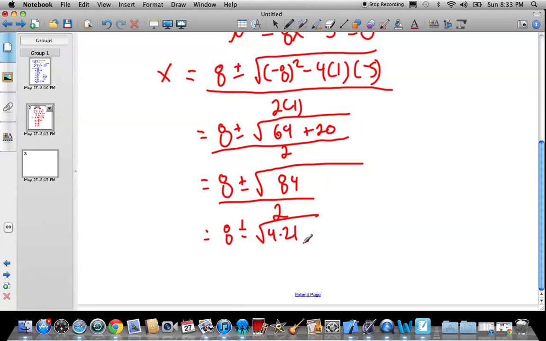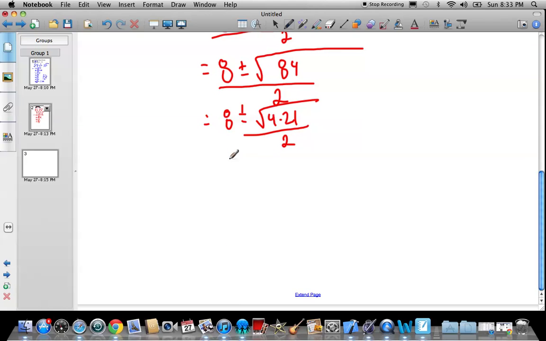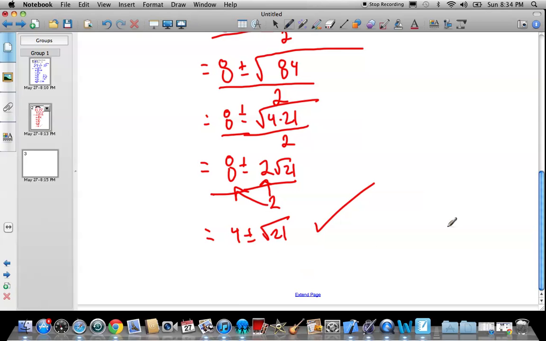4 times 21 divided by 2. And then 8 plus or minus 2 root 21 divided by 2. Make sure that goes all the way across there. And then again, this divides into both. If one of these numbers is not divisible by 2, then you can't do anything, but if they both are, then we're good to go. So 2 divides into 8 4 times, plus or minus root 21. And that's it. We're good to go.